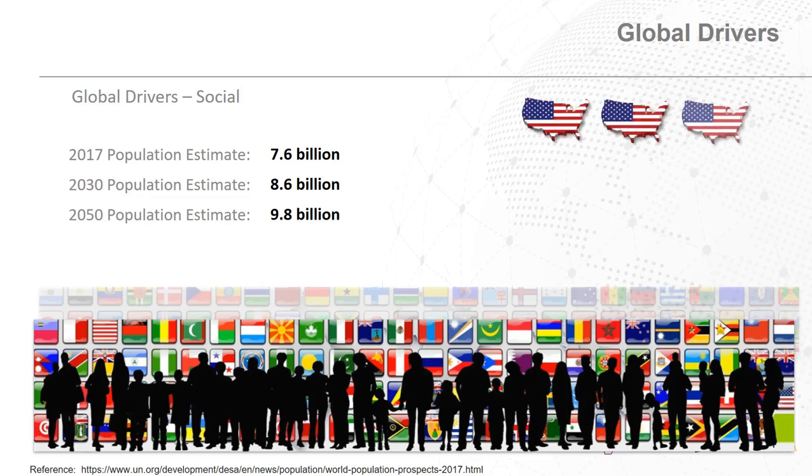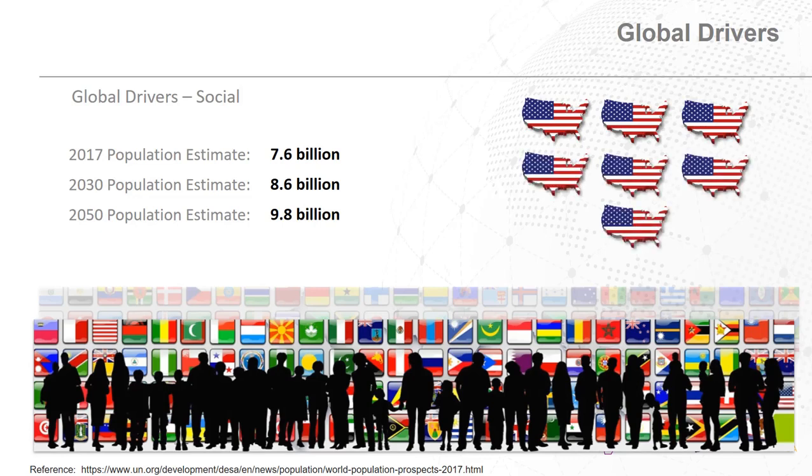This equates to 7 United States worth of people, who will all need hospitals to be born in, homes to live in, schools to learn in, and offices to work in. Whilst this provides an incredible economic opportunity, in order to achieve such a goal, there is a need to ensure that we construct these assets as efficiently as possible.